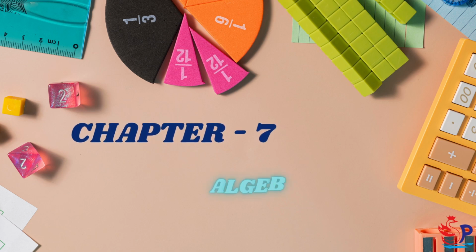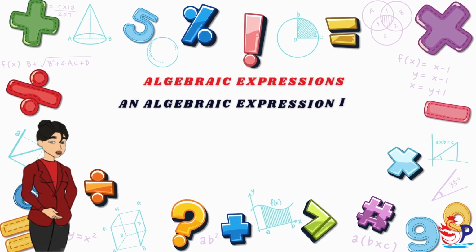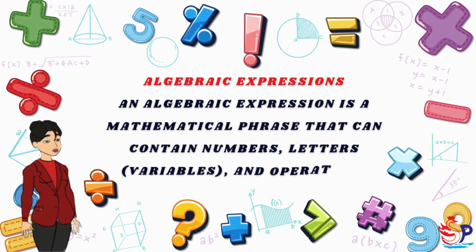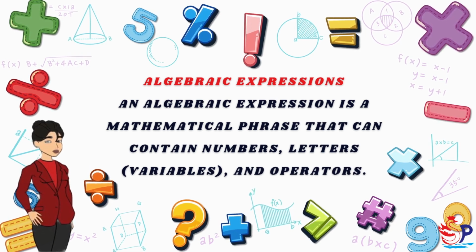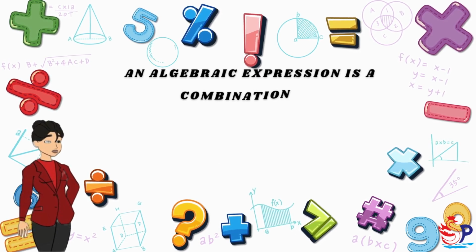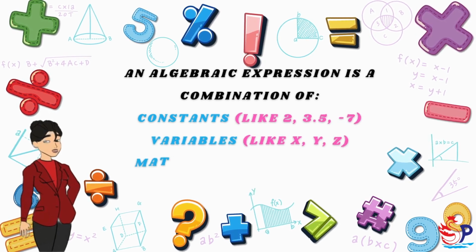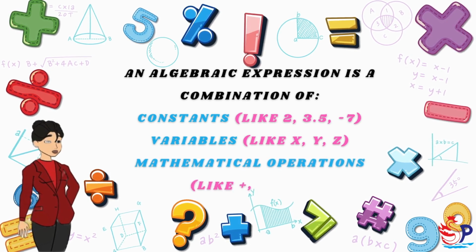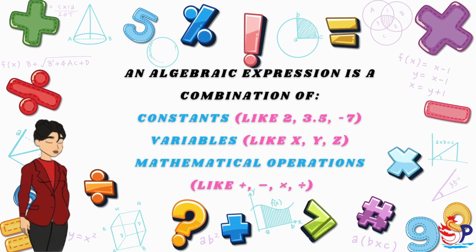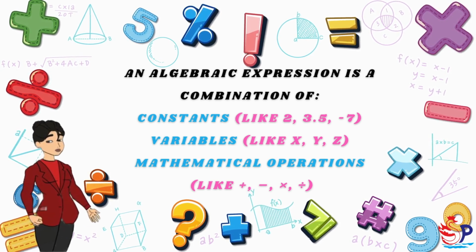Chapter 7. Algebraic Expressions. What are algebraic expressions? An algebraic expression is a mathematical phrase that can contain numbers, letters, variables, and operators. An algebraic expression is a combination of constants like 2, 3.5, minus 7, variables like x, y, z, and mathematical operations like addition, subtraction, multiplication, and division.